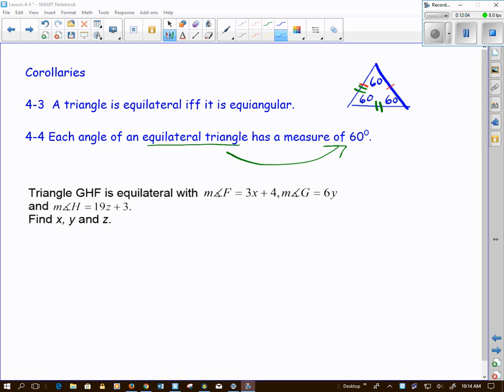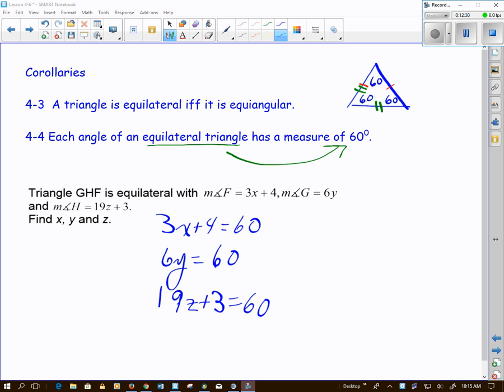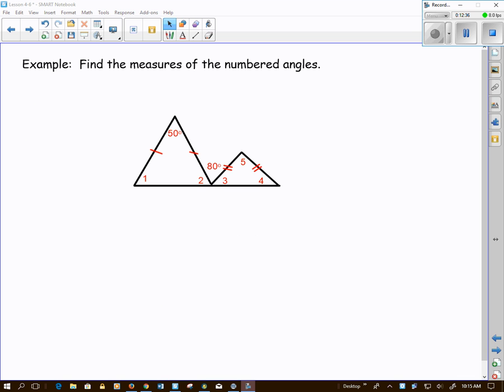And just applying that here, the triangle GHF is equilateral. And so we know that it is then also equiangular, and the measure of each angle has to be 60. So we have 3x plus 4 has to equal 60, and 6y has to equal 60, and 19z plus 3 is 60 also. So I'll let you work out the values of x, y, and z there. So pause the video here and find the measures of angles 1, 2, 3, 4, and 5.